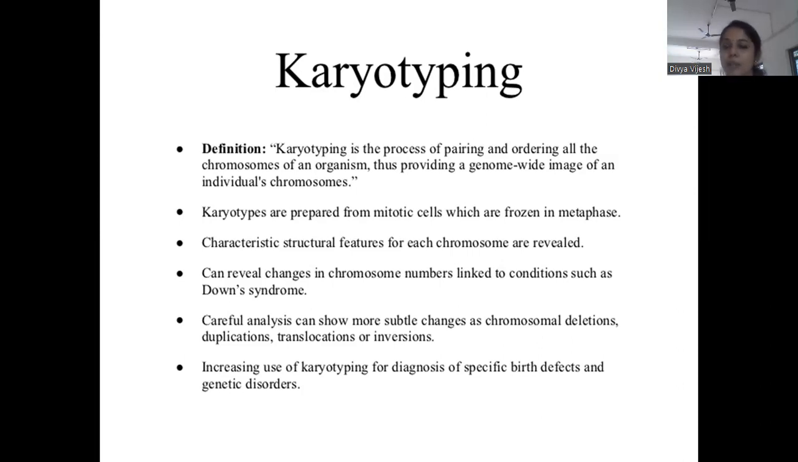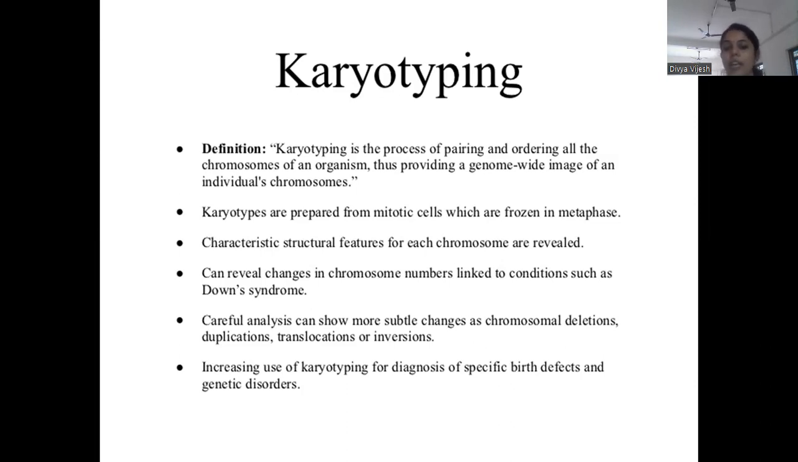Karyotypes are prepared from mitotic cells which are frozen in metaphase stage. So in the metaphase stage only, we are studying the chromosomes. From the mitotic cells, we are collecting the chromosomes, and characteristic structural features for each chromosome are revealed. It can reveal changes in chromosome numbers linked to conditions, so we can study whether there are some genetic disorders or something like that.